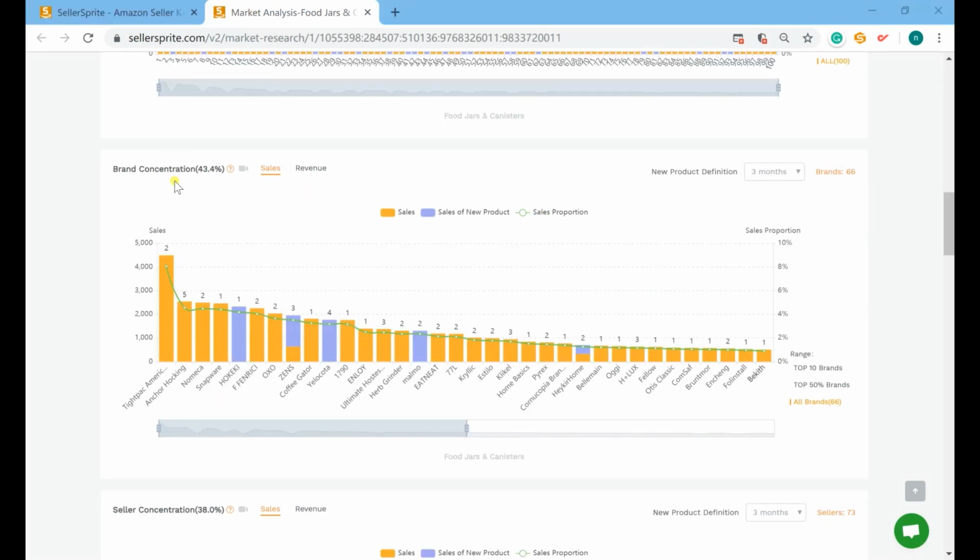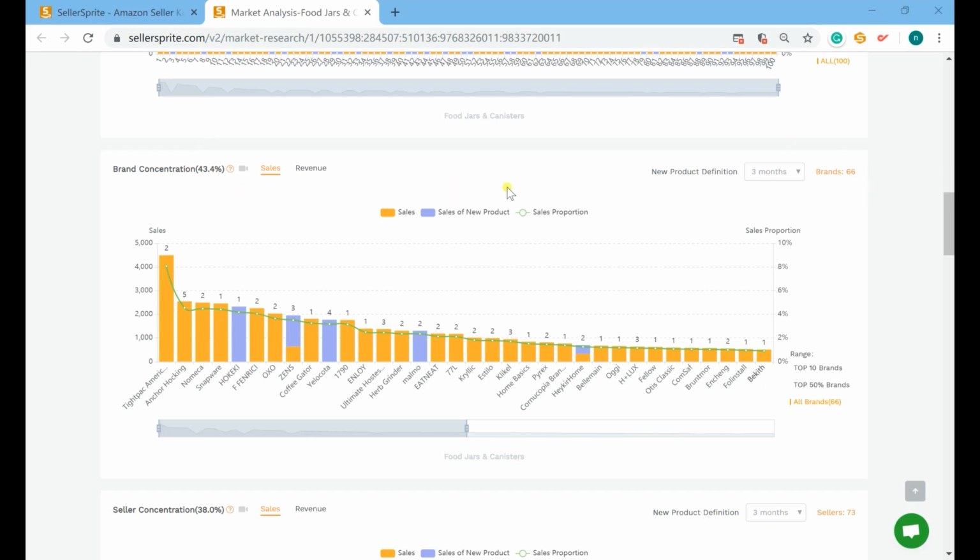Brand concentration. We can note through the chart. First, the top 100 products come from 66 brands. It's a relatively high quantity. Second, the top 10 brands account for 43.4% of the total market's monthly sales volume. That is less than a half.